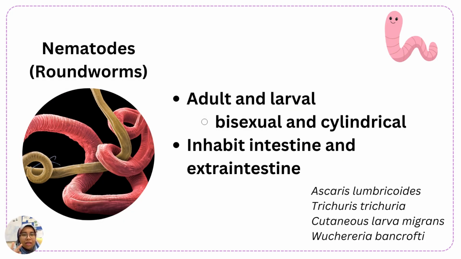Now, there are three forms or types of worms. One is nematodes. Nematodes are round worms. They are usually in the form of adult and larva, and they are bisexual and cylindrical in nature. They inhabit the intestine as well as the extra-intestine, meaning that they can also infect your tissues. Some examples of the nematodes are Ascaris, Trichuris, cutaneous larva migrans, and Wuchereria.